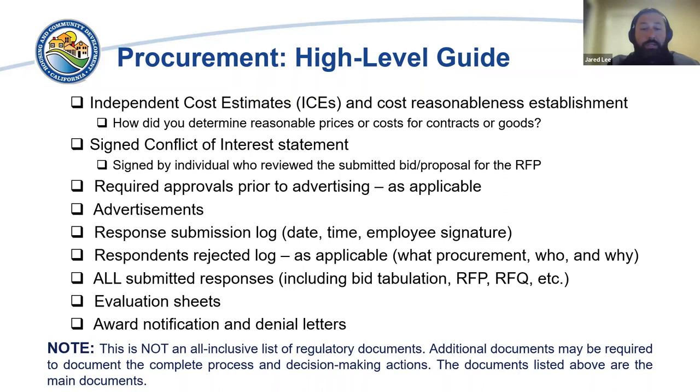So other documents such as actual advertisements, the bid, RFP, or RFQ packet in its entirety, a response submission log showing date and time and confirmation of receipt, a log indicating whether responses were rejected and for what reason or justification, all submitted responses in their entireties, bid tabulations or evaluation sheets and summary rankings to determine the winning response, an award notification to the winning response and denial letters to the losing responses. They're all vital to ensuring a detailed procurement history, which tells the story of procurement actions taken to ensure compliance with the federal standard.